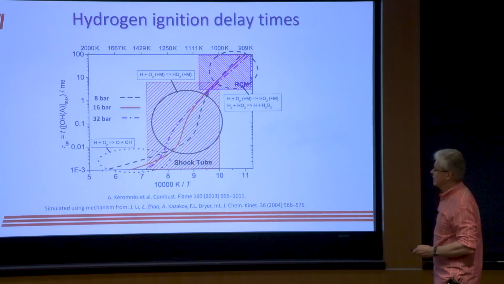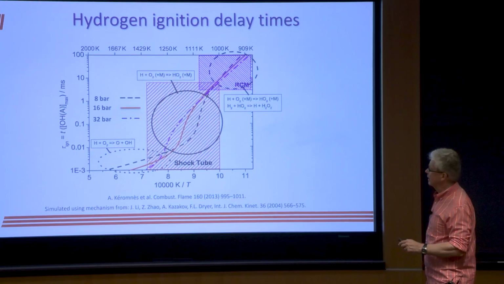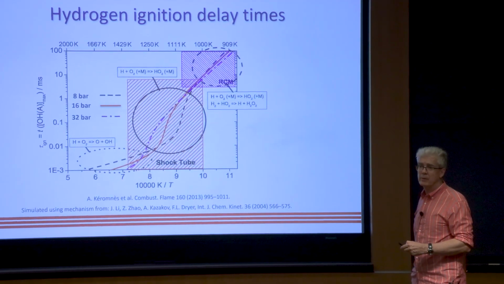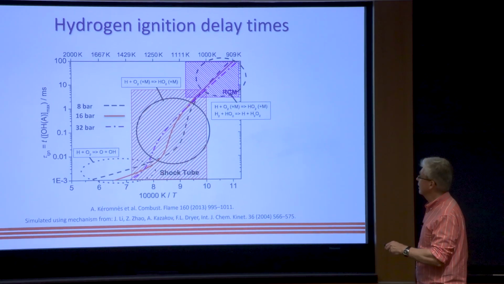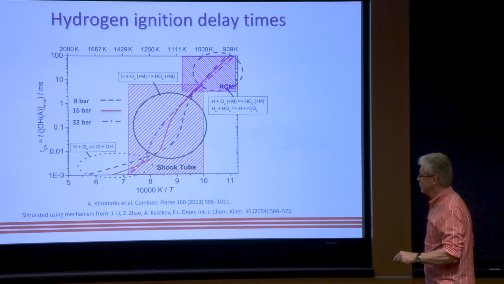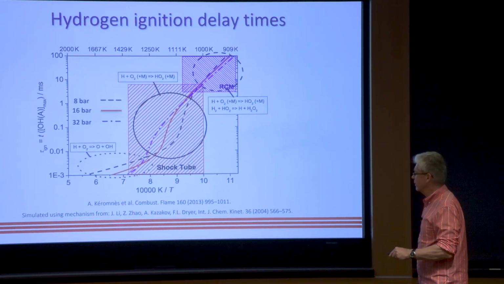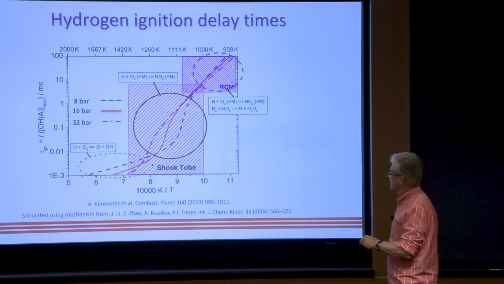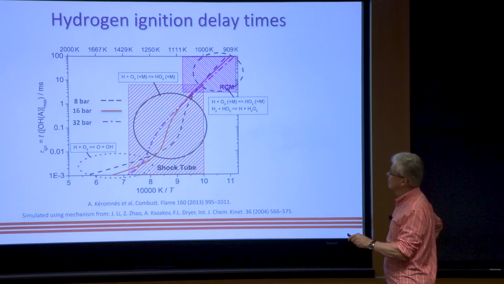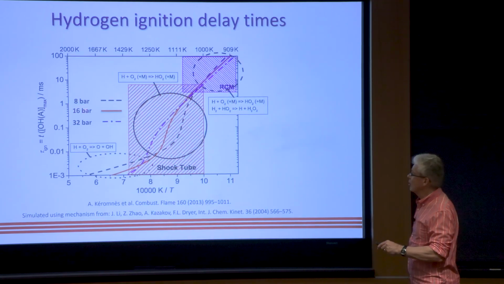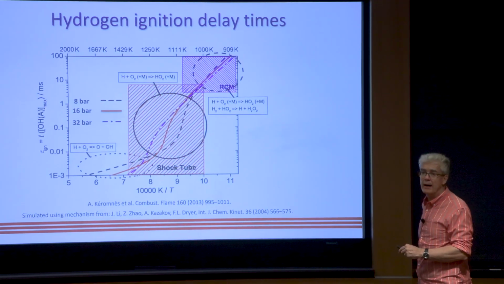Okay? This is a graph that I took from the hydrogen syngas paper that I talked about earlier. And this is showing simulated ignition delay times using a mechanism from Fred Dryer, published in 2004. We're simulating ignition delay times from 900 Kelvin to 2000. And we have three different pressures tested here: 8, 16, and 32 bar.